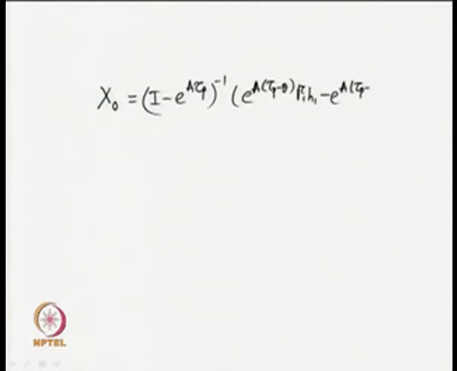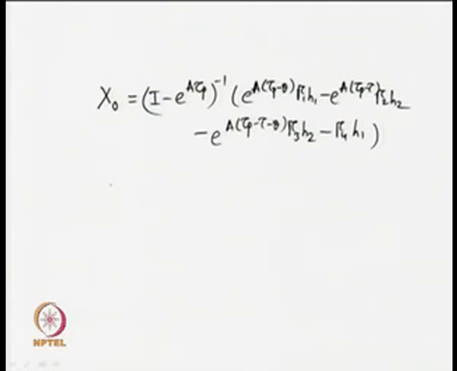What is x 0? In our earlier lecture we have seen that x 0 is given by the expression I minus e to the power minus a tau p inverse, e to the power a tau p minus theta gamma 1 h 1 minus e to the power a tau p minus tau gamma 2 h 2 minus e to the power a tau p minus tau minus theta gamma 3 h 2 minus gamma 4 h 1, where again gammas are there.